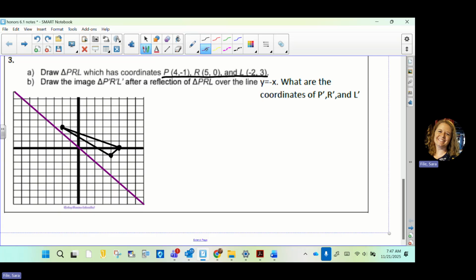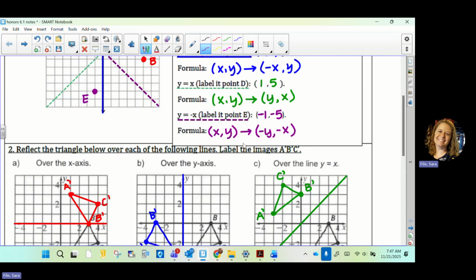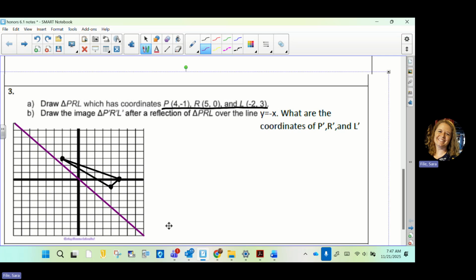Okay, so the rule for reflecting across y equals -x, you can go back up here at the top, says you're going to switch the order and change both signs. So for P prime, 4, -1 is going to switch. The 1's going to come in front, but it's going to change to positive, and the 4 is going to go second, and it's going to become negative. So 1, -4 is P prime. I probably should have labeled the original P, R, and L.